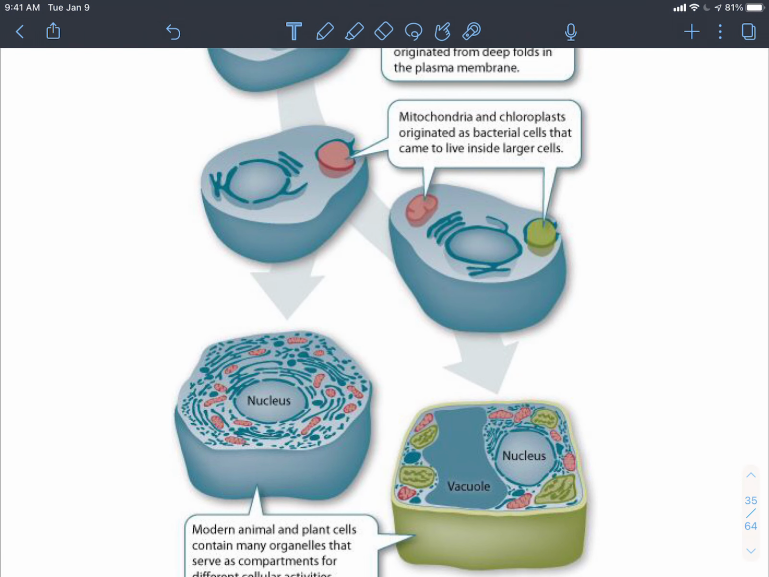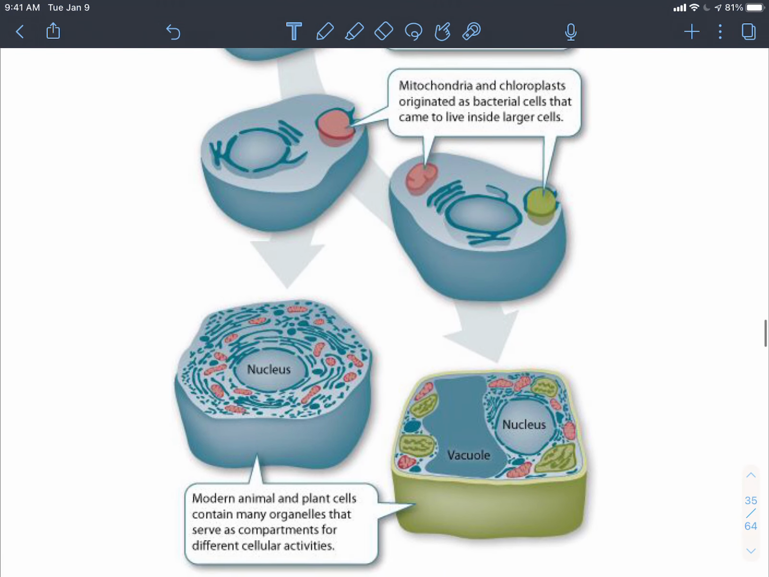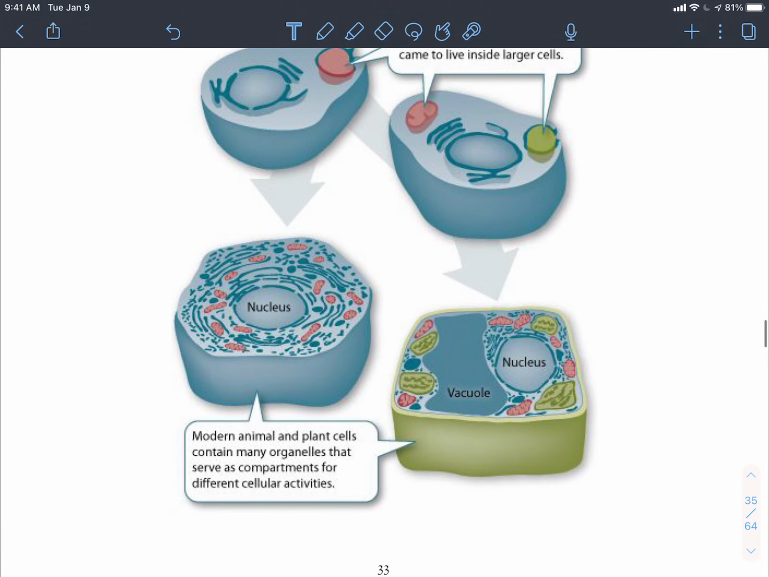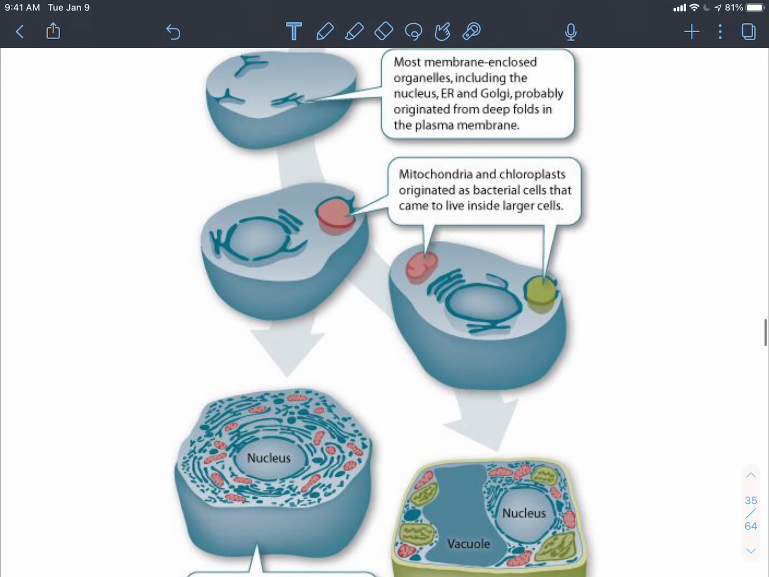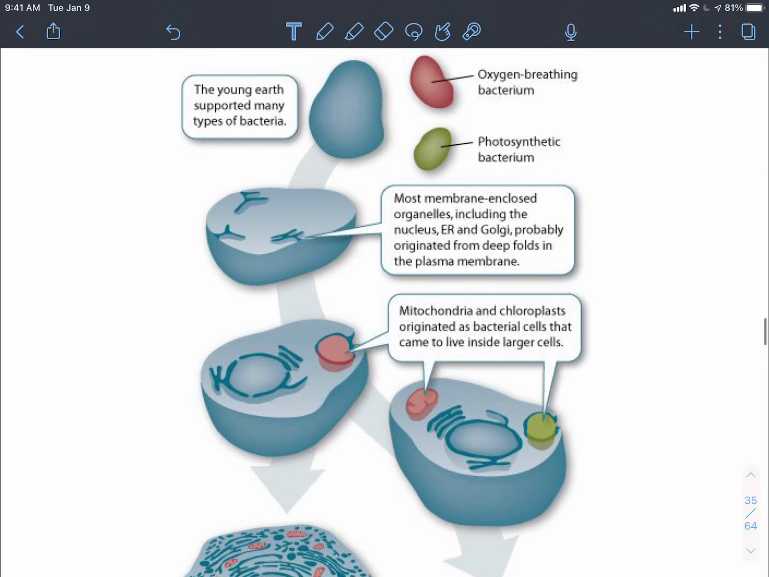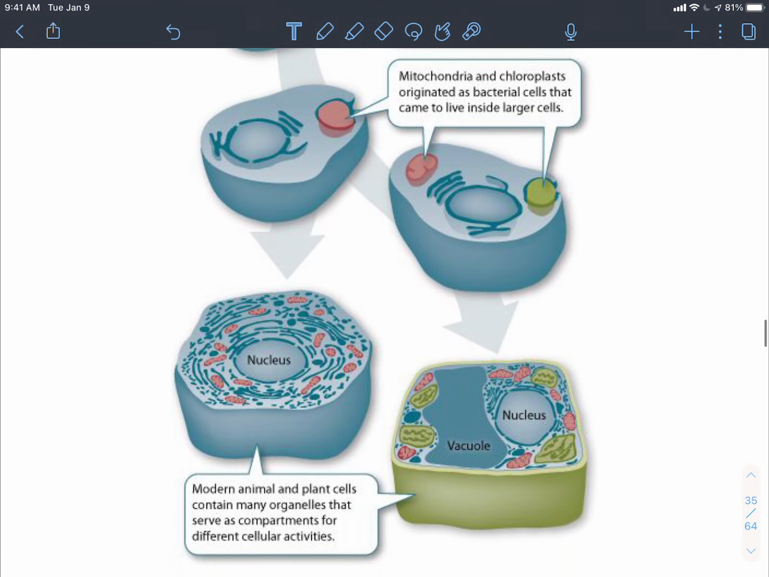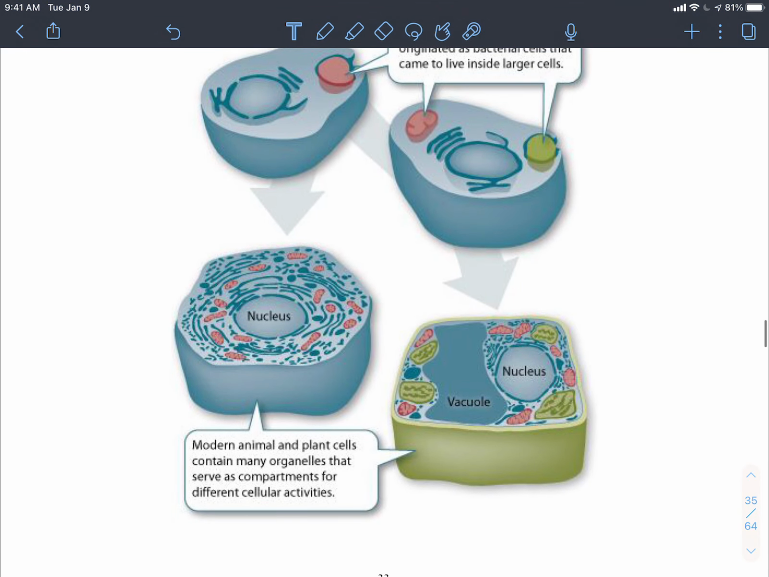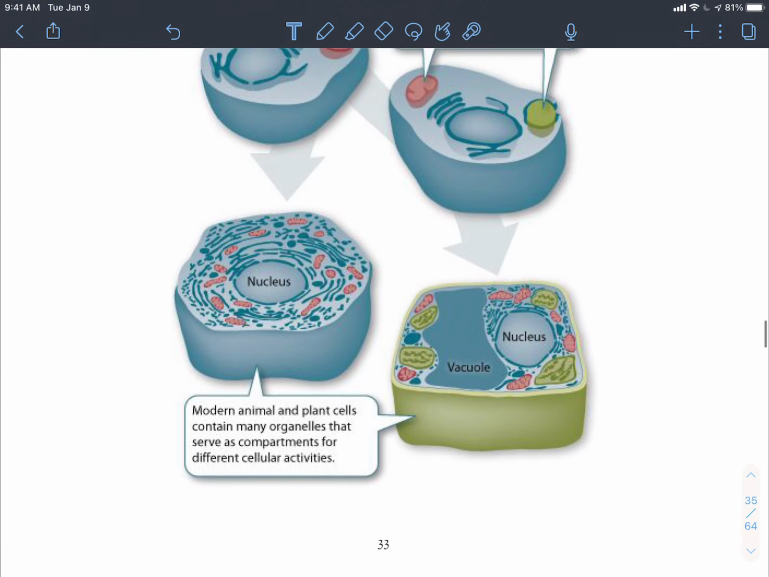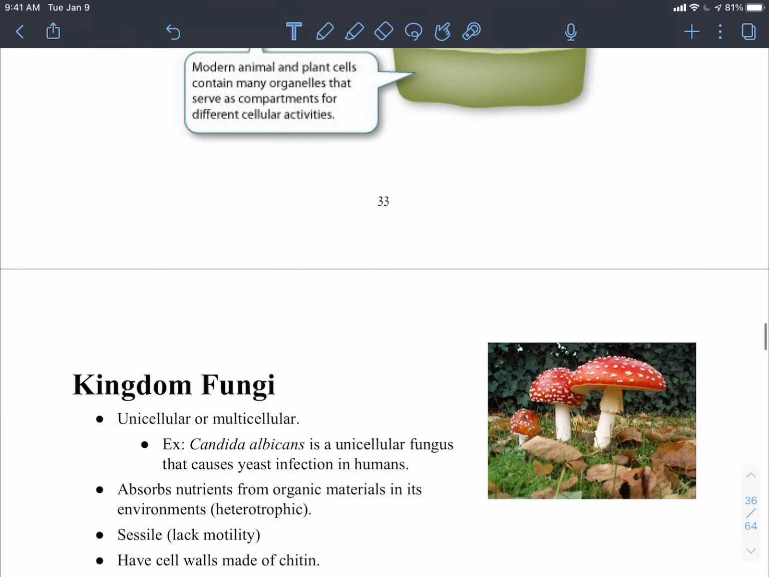Over time, the cell develops various features, including the vacuole for the plant cell that will help feed that chloroplast, that photosynthetic bacterium. And the modern animal cell also develops a much smaller, but allows for many more of these mitochondria to form as well as the other organelles form.